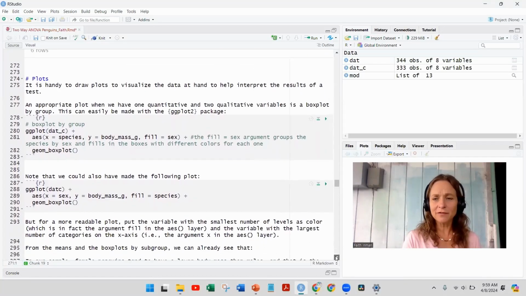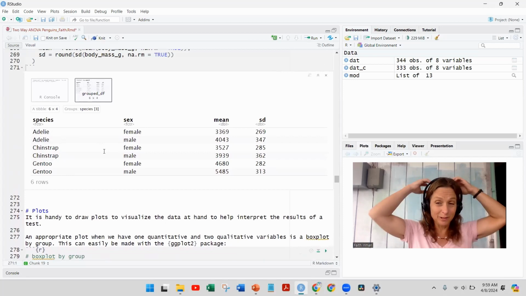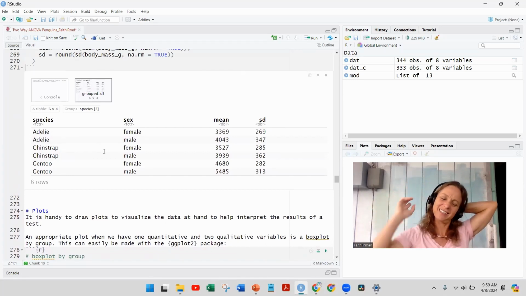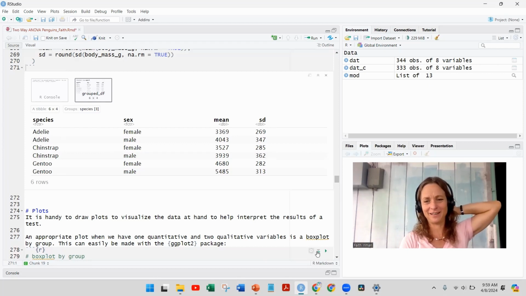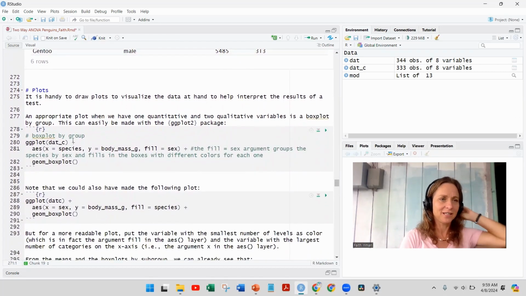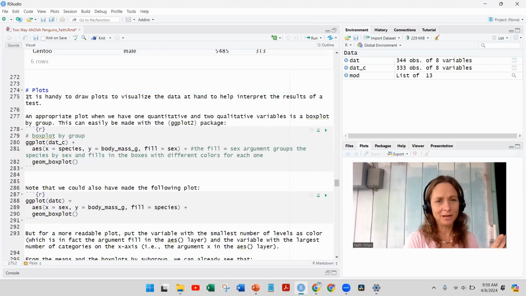Okay, but let's visualize this, because looking at all these numbers in a table, that's a lot of numbers. It's kind of hard to figure out what's going on there. So let's visualize it. That makes it a lot easier. So let's draw some plots. It's handy to draw plots, right?